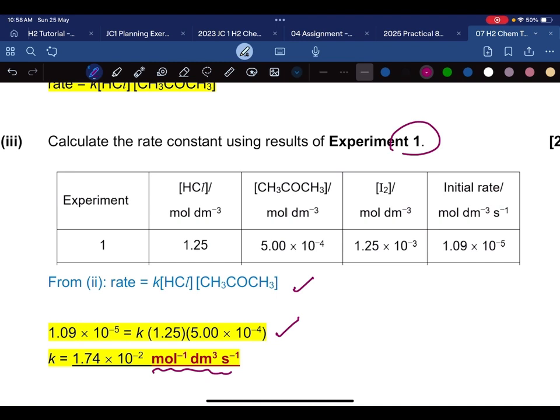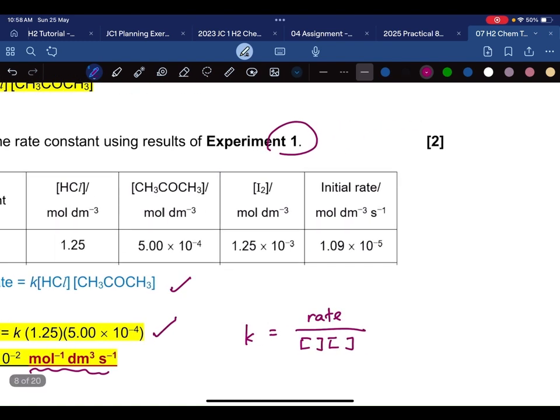The unit is per mole dm cubed per second. This is because our rate constant k is actually rate over the two concentration terms. So in terms of the unit, we check the unit of rate, which is mole per dm cubed per second, over the concentration, which is mole per dm cubed, squared. Cancel out the common unit, and what we have is per mole dm cubed per second for the unit of k.